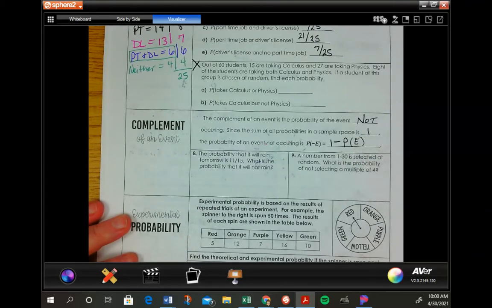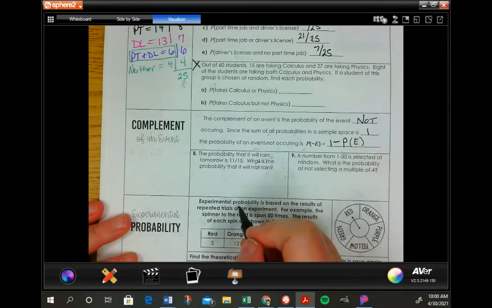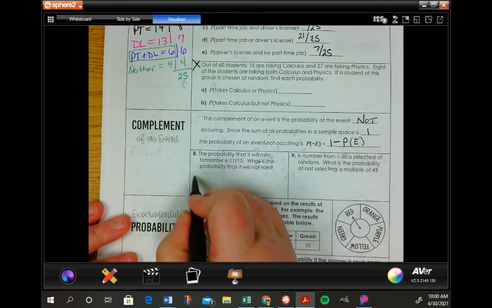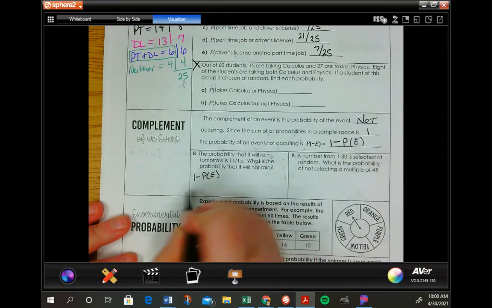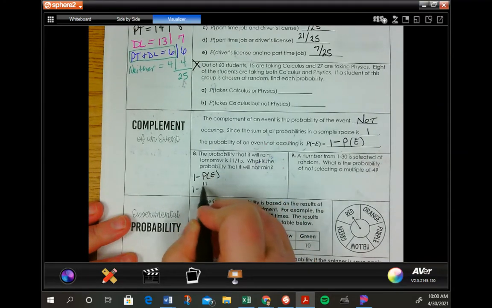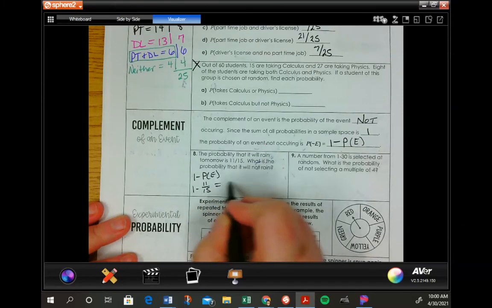So like number 8. Probability that it will rain tomorrow is 11 out of 15. What's the probability that it will not rain? So 1 minus P of E, 1 minus 11 over 15 equals 4 out of 15.